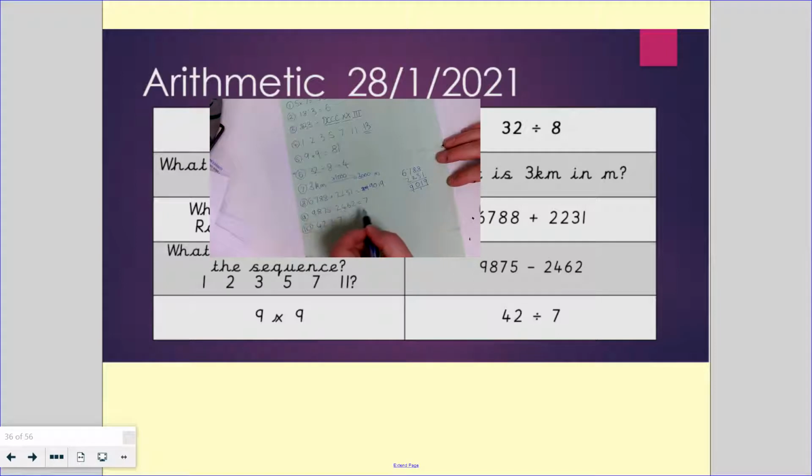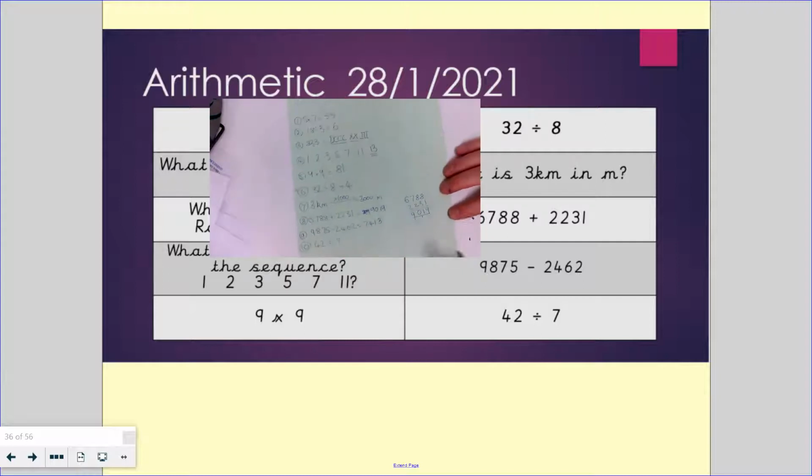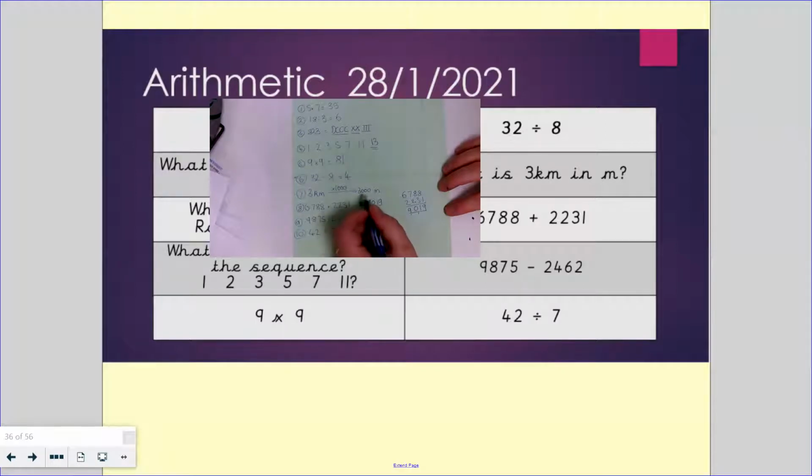For this question here, I'm then going to do 9,000 take away 2,000, which is 7,000. 800 take away 400, which is 400. 70 take away 60 is equal to 10, and 5 take away 2 is equal to 3. So our answer is 413. And then our last question, 42 divided by 7 is 6. So these are all your answers. I hope you did a good job. You can pause the video here to check that you've got your answers correct.